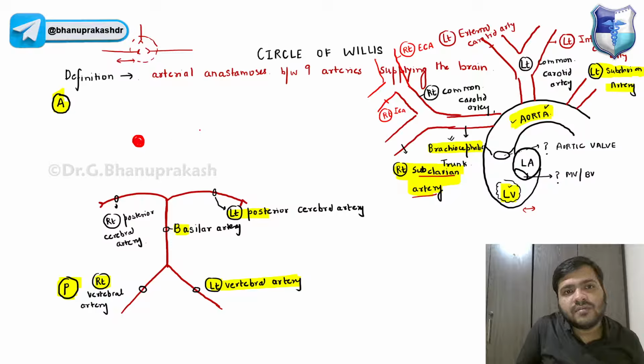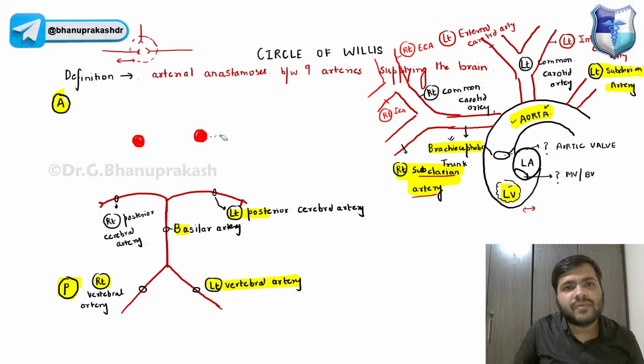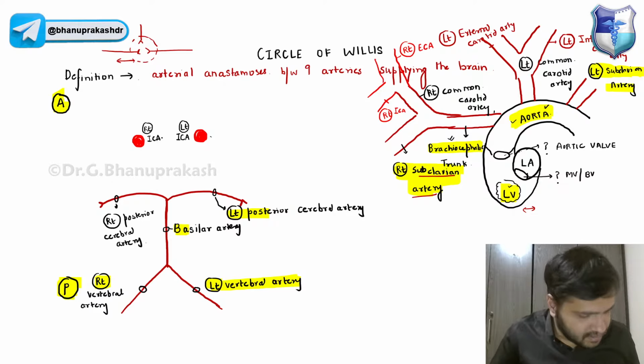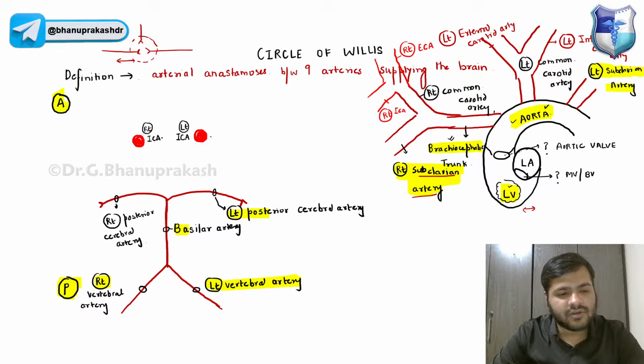I'm just trying to show you these two over here. These are the internal carotid arteries. Remember that this is the left side according to the anatomical position. Let me not write over here because I have to draw the branches also. So this is the internal carotid artery of which side? Left side. And this is the right side internal carotid artery. So we are taking the internal carotid artery.